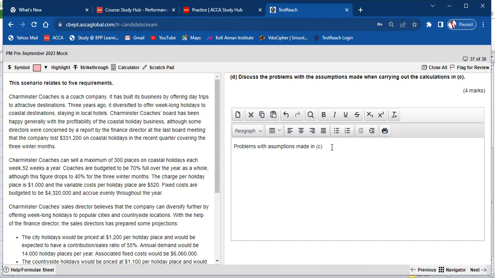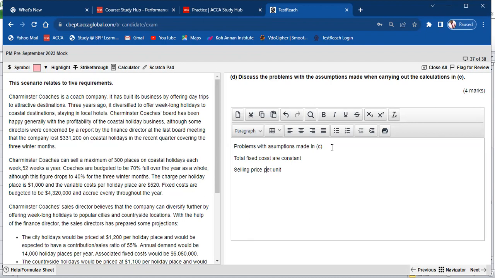Revision. One of the limitations on CVP analysis is that total fixed costs are constant throughout. There's a problem with that. The problem is that at a point, total fixed costs may not be constant anymore. I'll come back to that. Another limitation is that selling price per unit is assumed to be constant throughout. In this case, it's Charminster coaches.